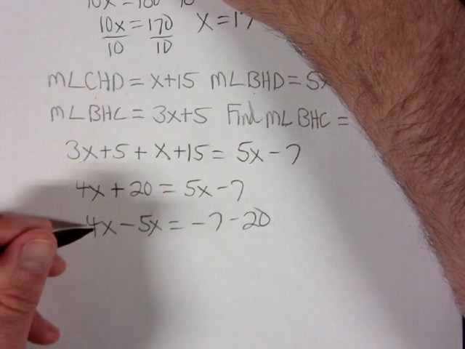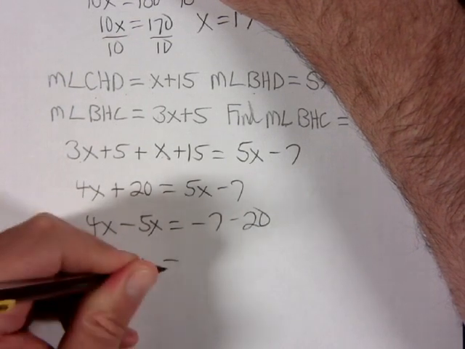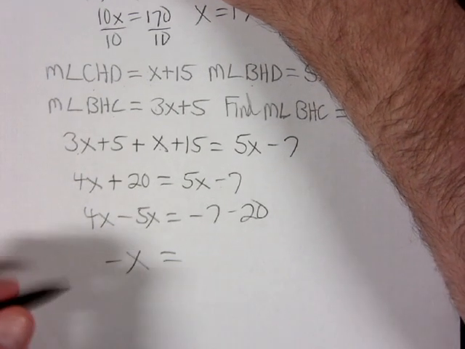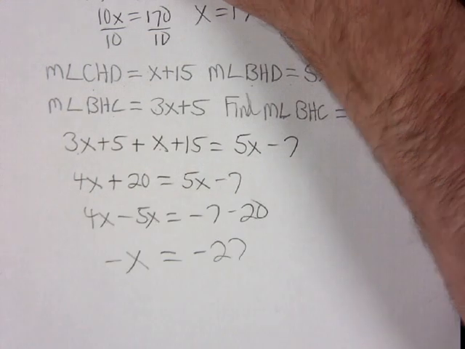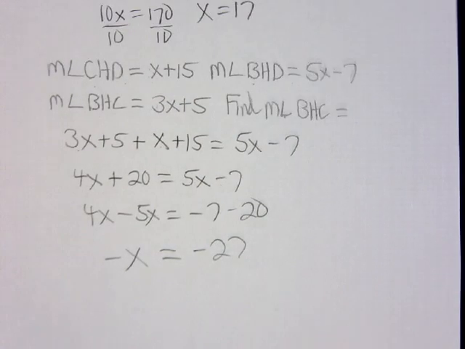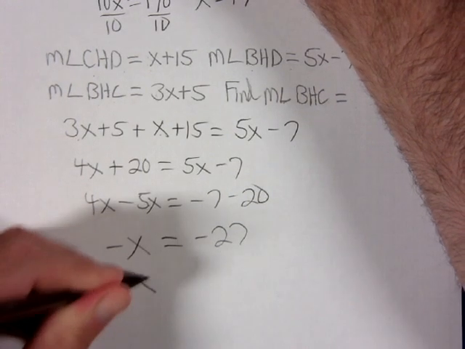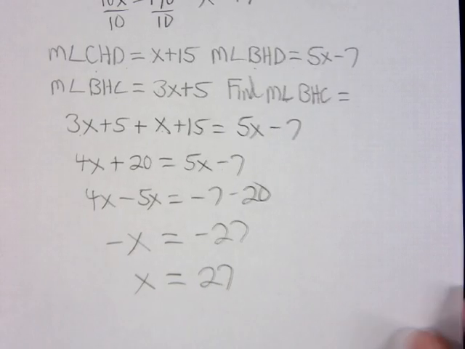So now, what's 4x minus 5x? That's -x. -1x. If I just write x, that means 1x. And then here, -7 minus 20 is -27. Now remember, I'm looking for x, not -x. So if -x equals -27, then what does positive x equal? Positive 27.